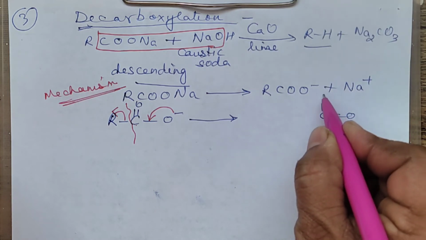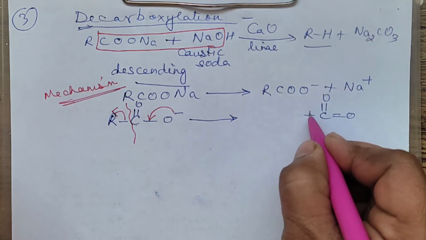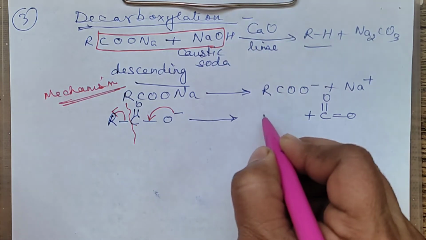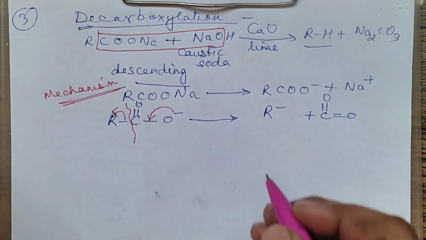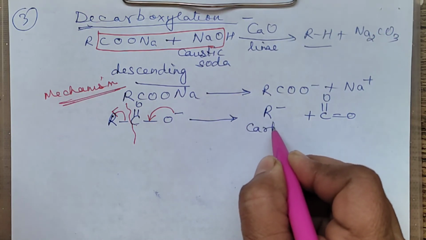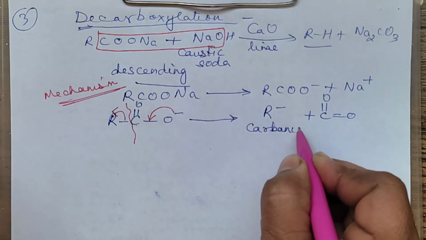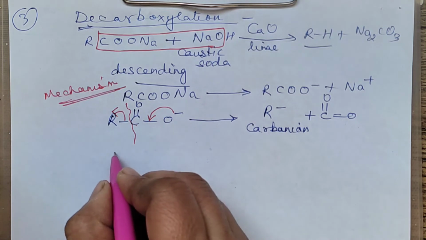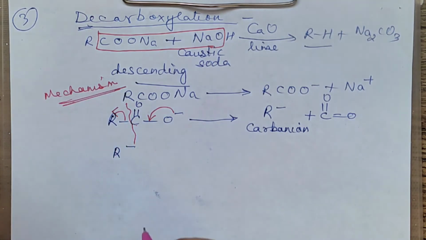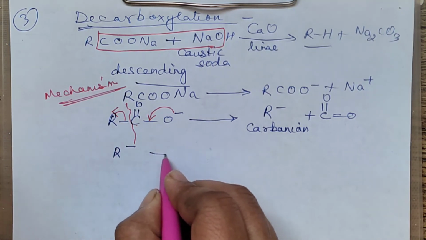Here you already have a double bond. So apart from that, this has gone here, meaning it has now formed R minus. That means a carbanion is formed. What is this product formed here? This is a carbanion, carbon containing a negative charge. Now this carbanion, that is R minus, is undergoing hydrolysis.